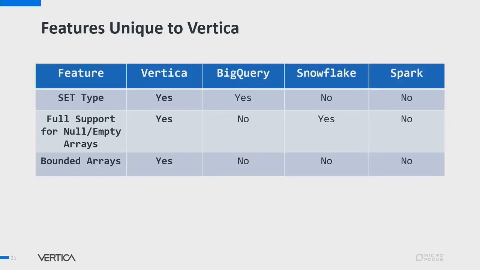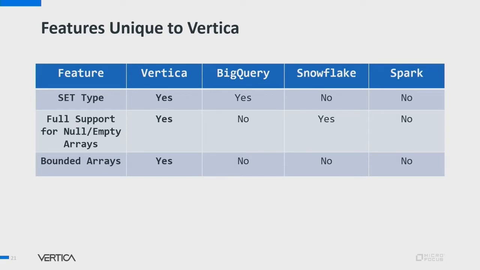All right, so what are some features unique to Vertica? So we implement the set type that is sort of unique to Vertica. BigQuery has something similar, which is what they claim to be array, but they don't have the traditional array implementation, and they have some limitations there as well. However, Snowflake and Spark do not have a set type. And Vertica also has full support for null and empty arrays. So we have the full semantics that SQL specifies. However, BigQuery, Snowflake, and Spark have some limitations in this space as well.